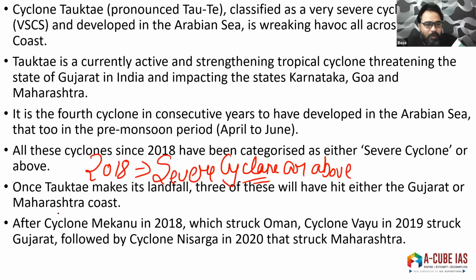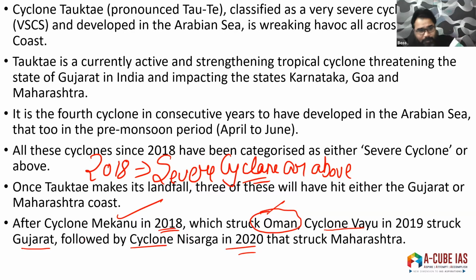Okay. Once Tauktae makes its landfall, three of these will have hit either the Gujarat or the Maharashtra coast. We have seen that Tauktae hit the coast of Maharashtra, Gujarat, Karnataka, etc. After cyclone Mekunu in 2018, which struck the coast of Oman, cyclone Vayu struck the coast of Gujarat, and cyclone Nisarga struck the coast of Maharashtra. So this is the fourth cyclone in the same sequence, and that too during the pre-monsoon period.